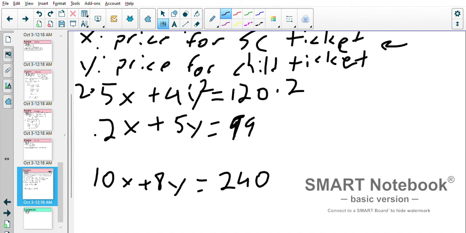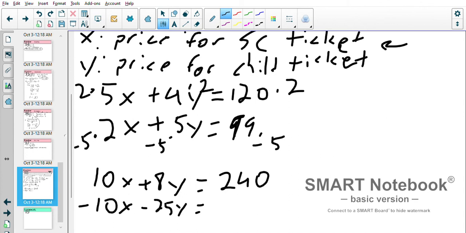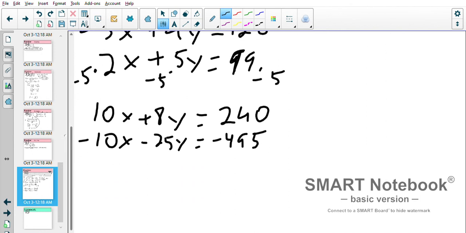On the bottom, we're going to multiply that by 5, but we want it to be a negative 5 because that would give us negative 10x, and those would match up for elimination. That means we need to multiply this also by negative 5, and we need to multiply the 99 also by negative 5. So that would give us negative 5 times 5y would be negative 25y. And then on the other side, negative 5 times 99 is negative 495. This is now set up for elimination.